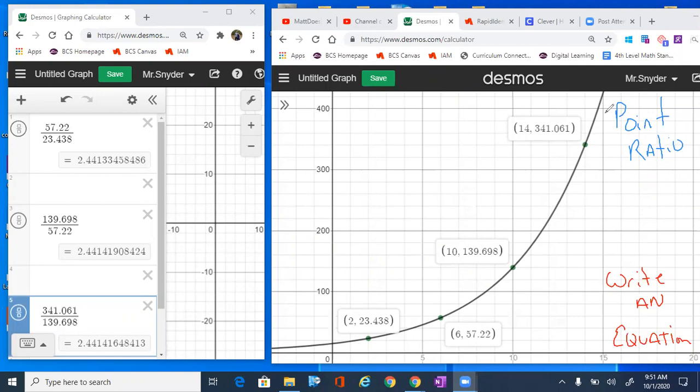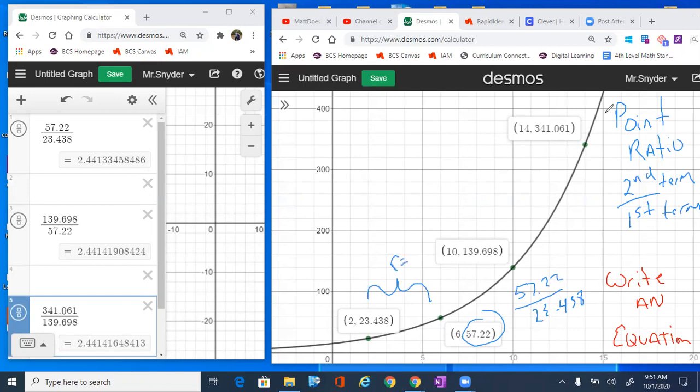Over here on the right, you're going to see these data points, 23.438 and so forth, on the exponential curve. Remember, whenever we find a rate, we take our second term in order and divide it by the first term in front of it. So I'm going to take 57.22 and divide it by 23.438. That is going to give us our ratio between those two points.